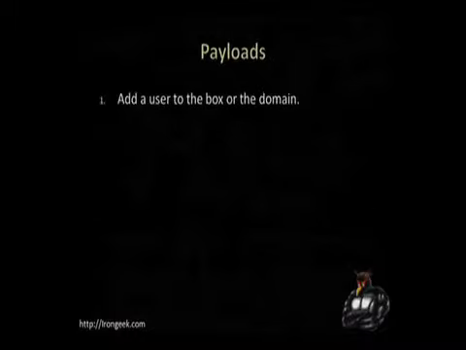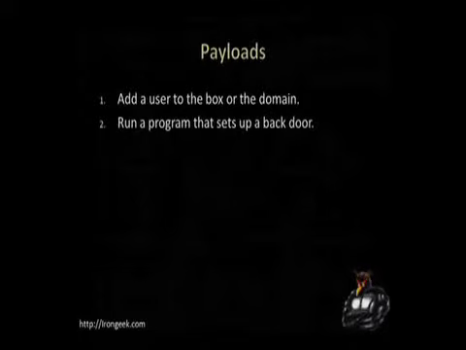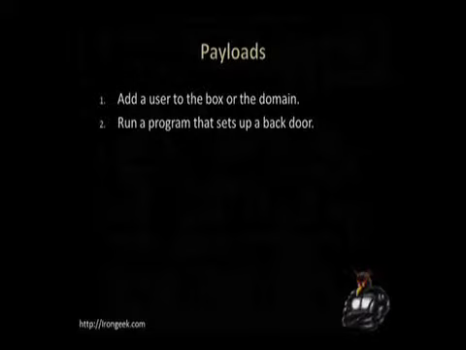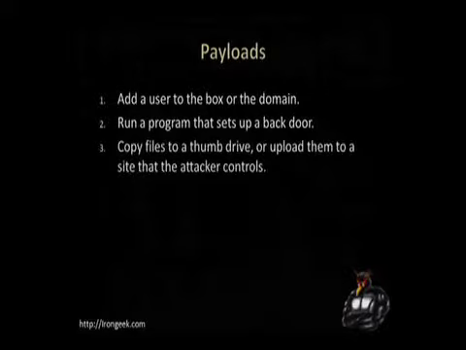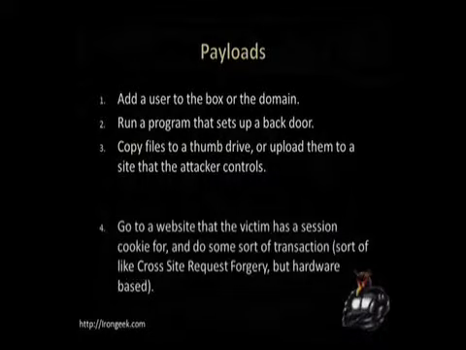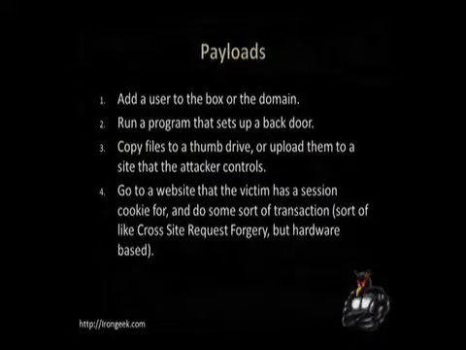Now what kind of payload does someone want to do with one of these? Well, first of all, there's things like adding a user to a box or a domain. So, add an account. Run a program that sets up a backdoor. It can be programmed to automatically go out to the internet, grab a file, and install it. Now, that can be detected by anti-malware engines depending on what kind of payload is being installed. Automatically copy files to a thumb drive. Go to a website that the victim has a cookie for.